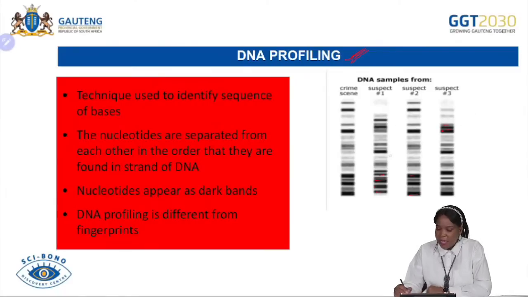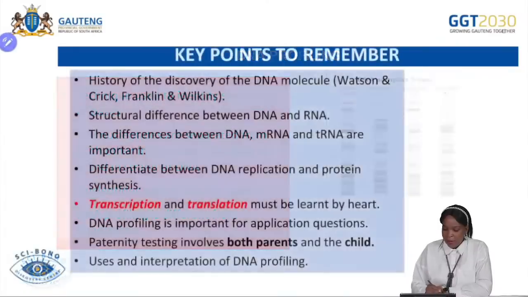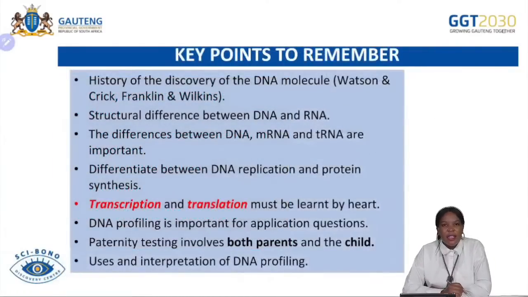Now, when you interpret this question, you need to have a ruler. You are going to get a question where you need to compare the profiles of persons or check which persons are closely related. The mother, you can check paternity. Remember the uses of DNA profiling. Then in order for you to get the correct answer, you put your ruler. Please make sure that you put your ruler. I know some of you would say your eyes are sharp, but please make sure that you put your ruler for accuracy.